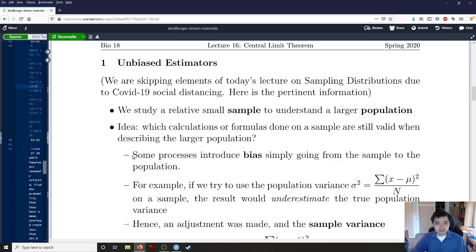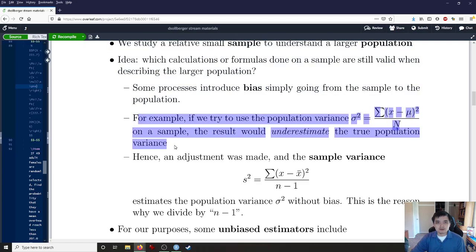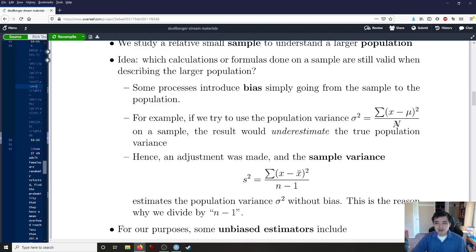And what happens in the background is that some of these processes actually introduce bias when we're going from the sample to the population. So, for example, early in the semester, we talked about variance. That was that process where we take data, subtract by the mean, square all the numbers, add up all the numbers. And at that point, you would think you would divide by however many numbers there are. Let's represent that by capital N here.